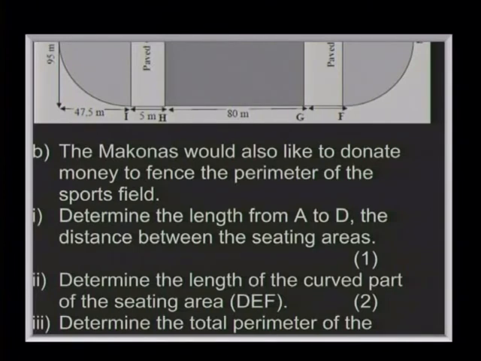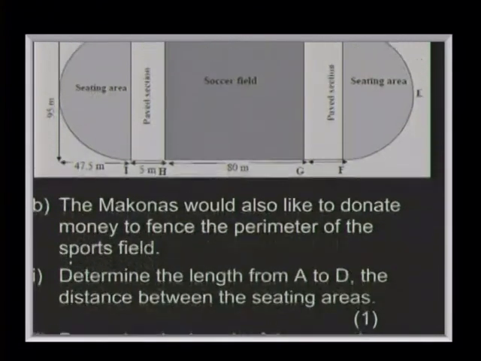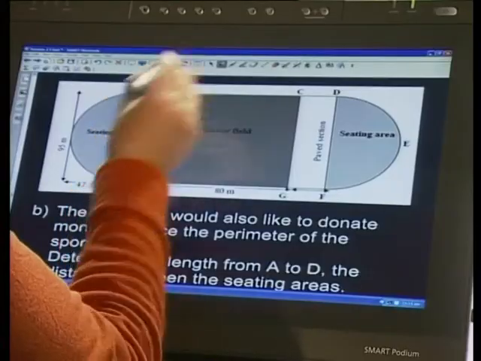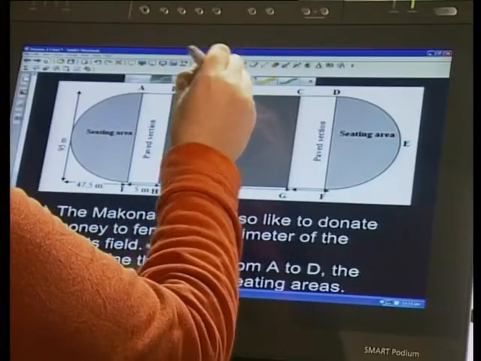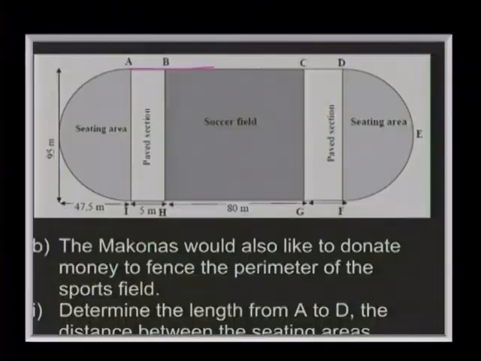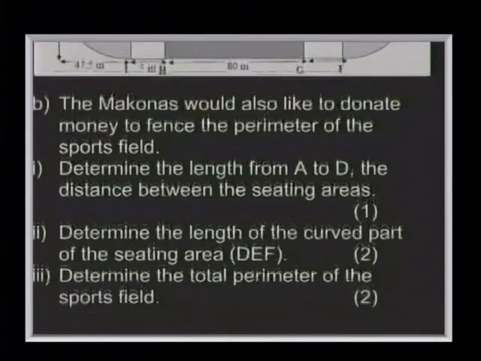So that is the distance between the two seating areas. So we want the distance of A to D. So how are we going to calculate that? It is my paved section. So imagine I was standing at A and I walked all the way to D. How long is that distance? That's that part of the perimeter.